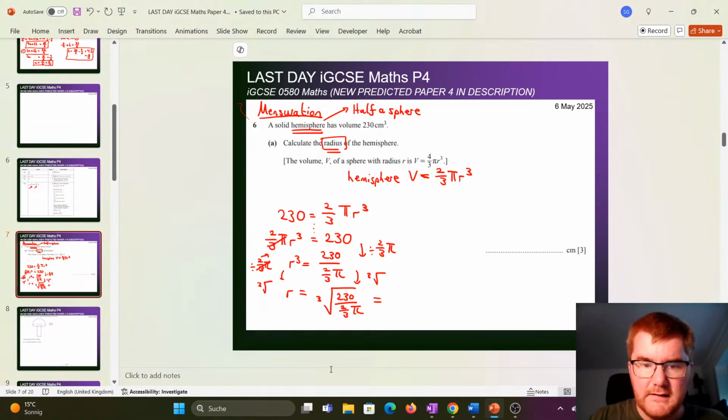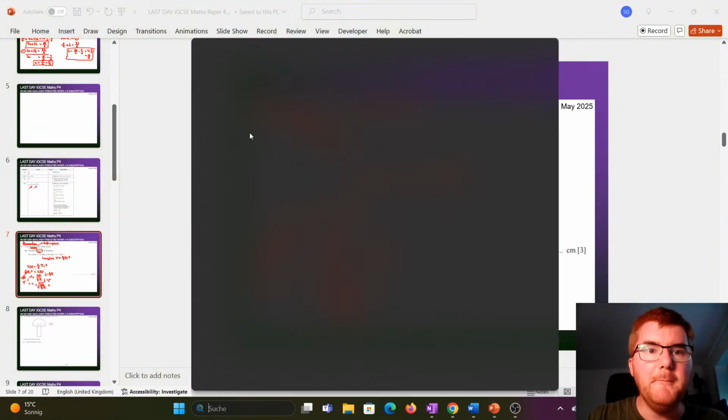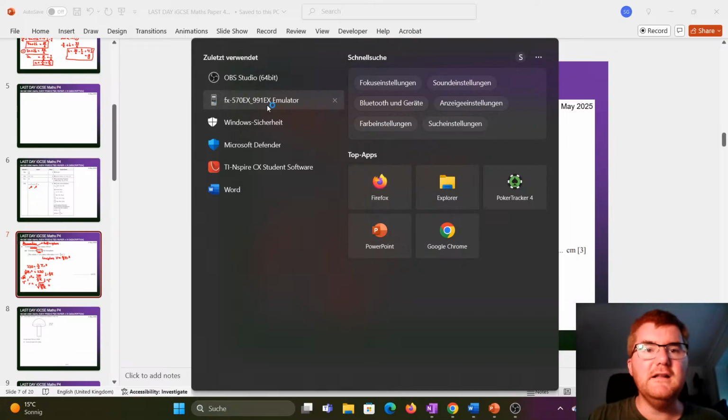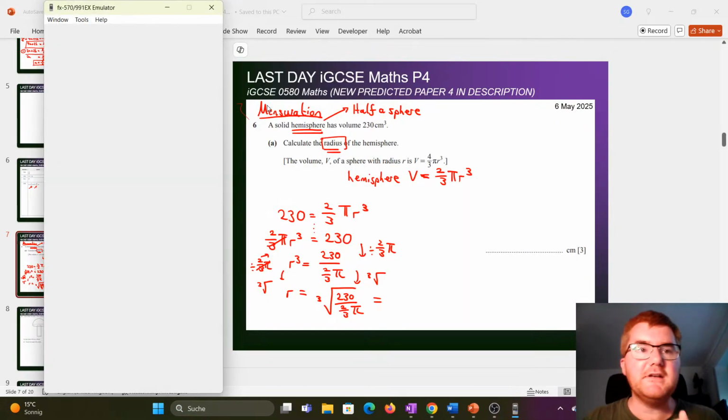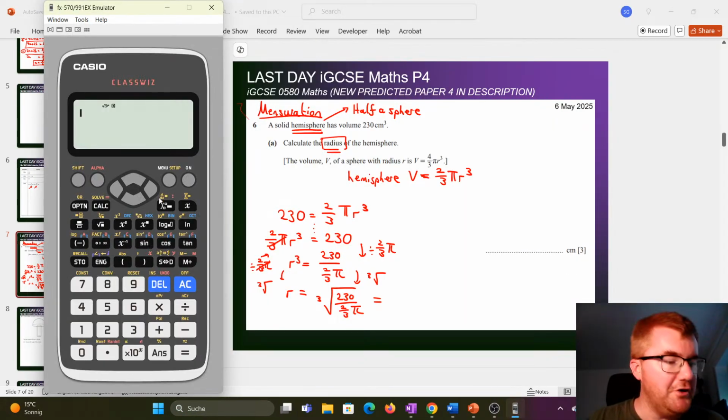So let's get my handy calculator out here. I've got a lovely emulator here. You should have this calculator or something similar. So let me show you on my calculator how we actually work this out.